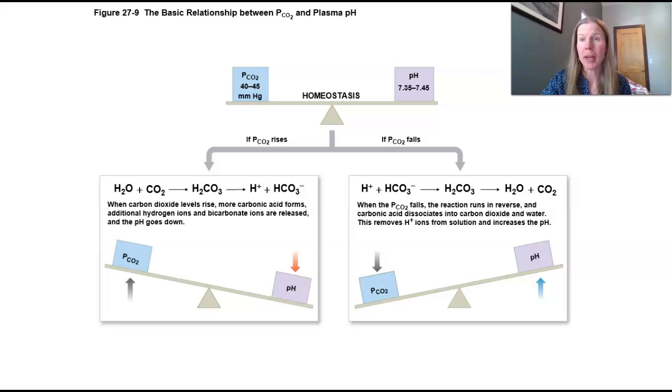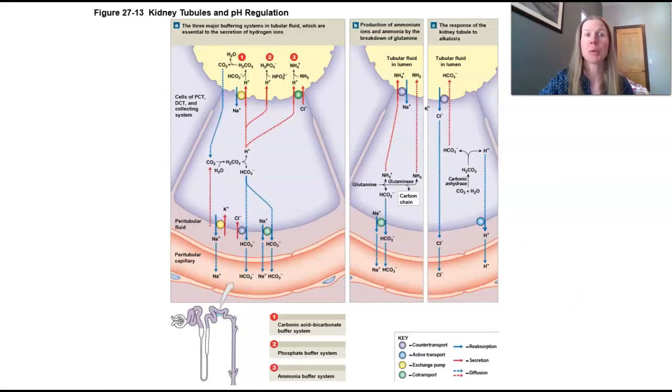Maybe a simpler way to think about this: higher carbon dioxide levels mean a lower pH. More CO2 pushes this equation to the right. You produce more hydrogen, and that lowers the pH. So this is an inverse relationship. High partial pressure of carbon dioxide, low pH. Low partial pressure of carbon dioxide, higher pH or more alkaline pH. So the lung and its ability to expel CO2 is going to be super important.